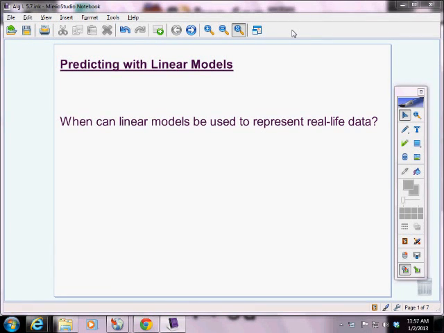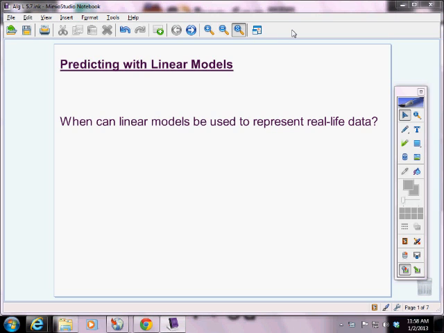One of the goals of algebra is to give you a bunch of tools, a bunch of models, so you have something to use with real life data, to make predictions with real life data. So if you look at this, it says, when can linear models be used to represent real life data?